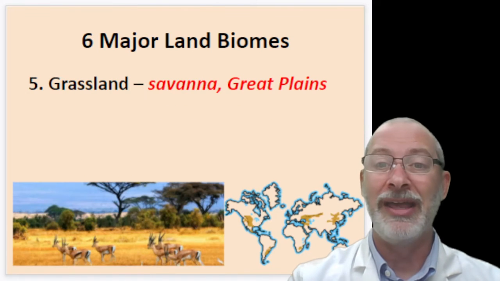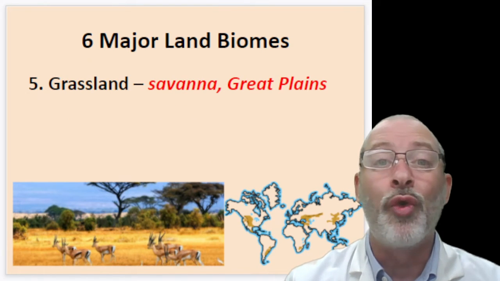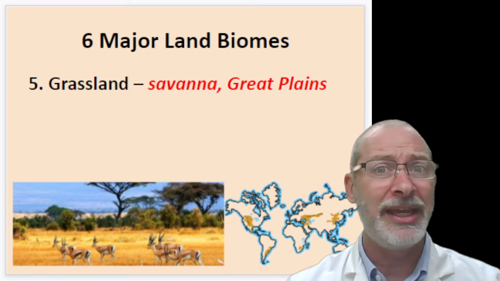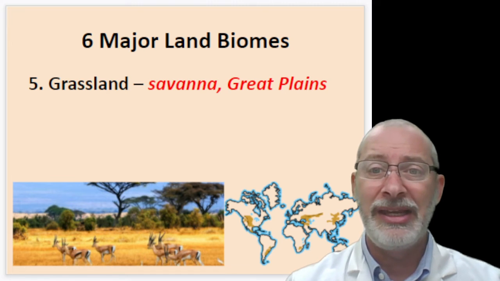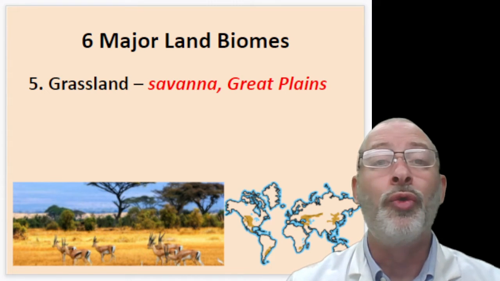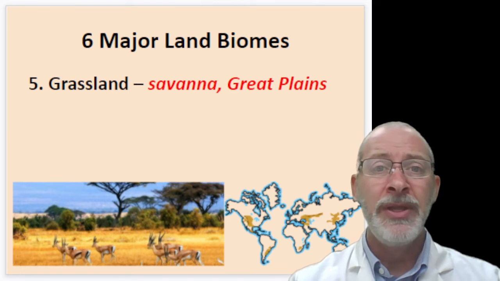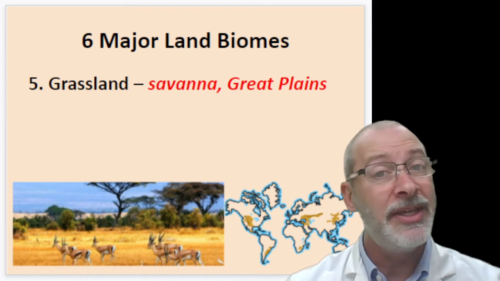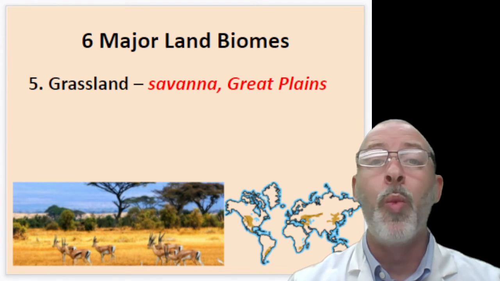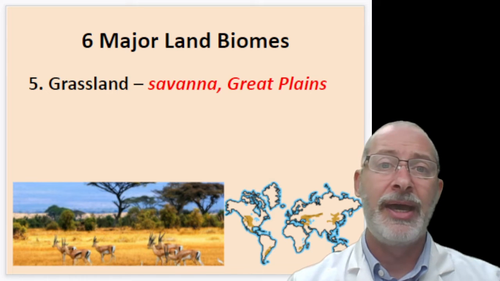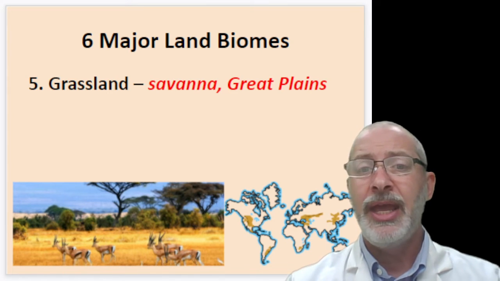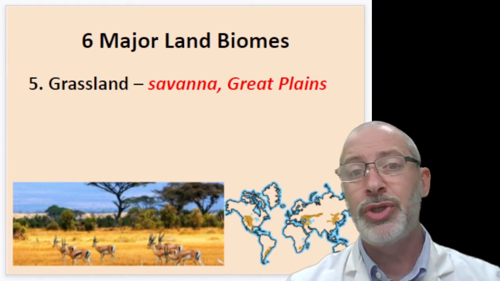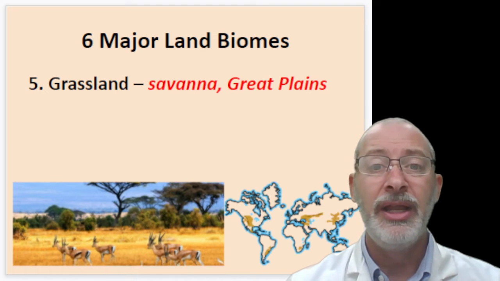All right, number 5. Number 5 are the grasslands. How many of you have ever watched The Lion King? If you've ever seen The Lion King, then you know something about grasslands. There are different kinds of grasslands. Some are called savannas. Savannas are typically warmer grasslands at lower latitudes. And we also have the Great Plains, which you might be familiar with, which are generally found at higher latitudes.